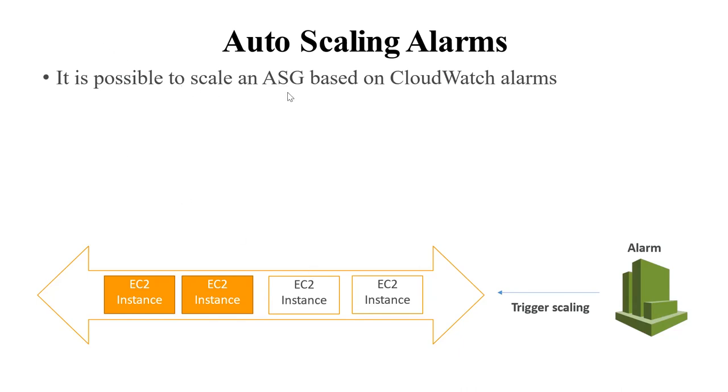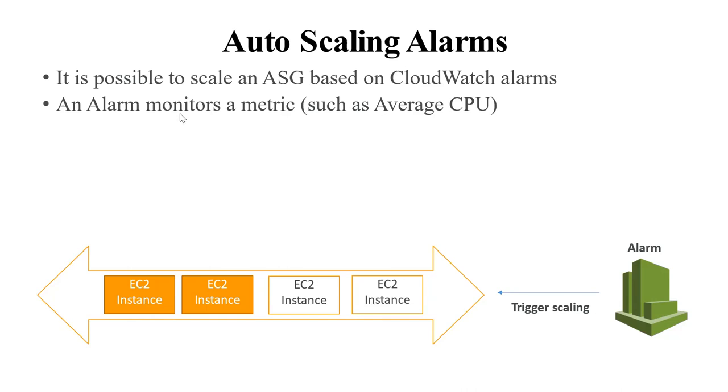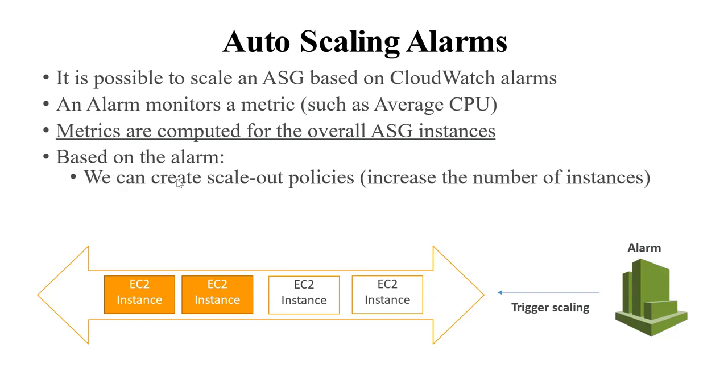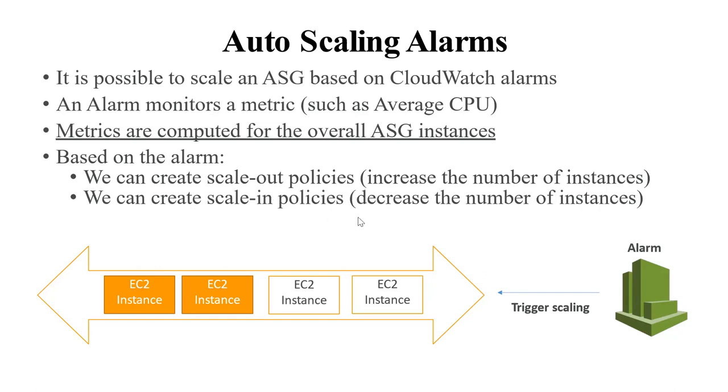Yes, it is possible to scale any auto scaling group based on the CloudWatch alarms. An alarm monitors a metric, such as average CPU. And metrics are computed for the overall auto scaling group instances. The metric is not on the instance level. So for all the instances, if the metric is satisfied, then it is going to apply. So based on the alarm, we can create scale out policies or scale in policies.